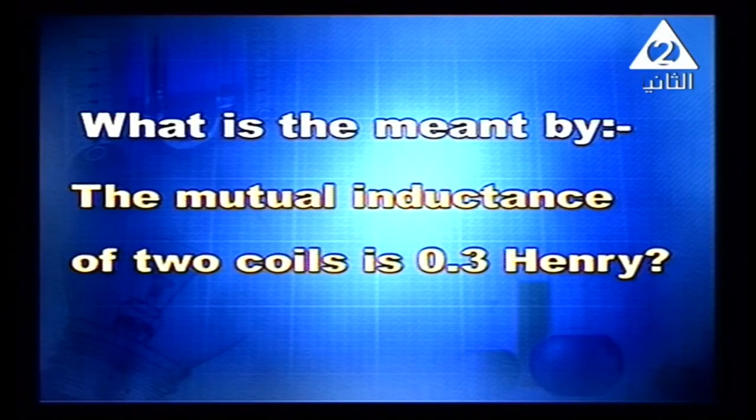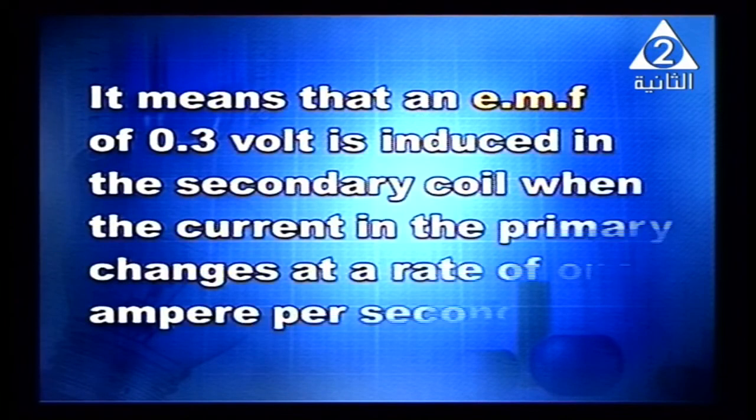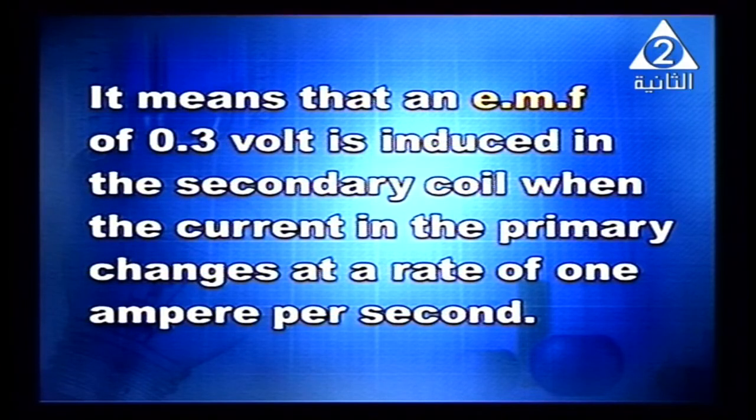And now we've got a question. What is meant by the mutual inductance of two coils is 0.3 Henry? It means that an EMF of 0.3 volt is induced in the secondary coil when the current in the primary changes at a rate of 1 ampere per second. So an EMF of 0.3 volt is induced in the secondary when the current in the primary changes at a rate of 1 ampere per second.